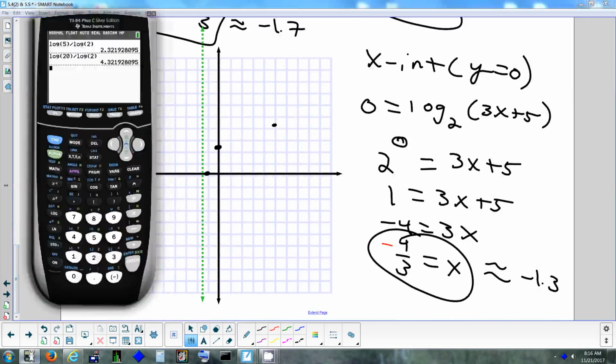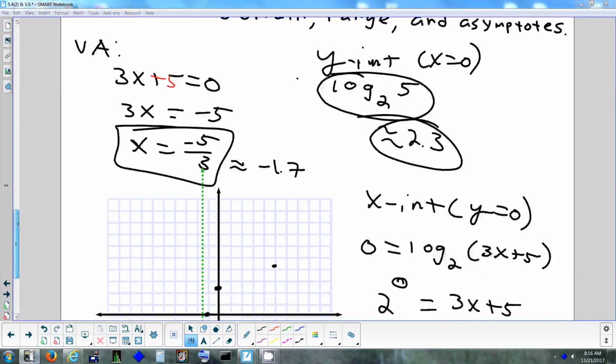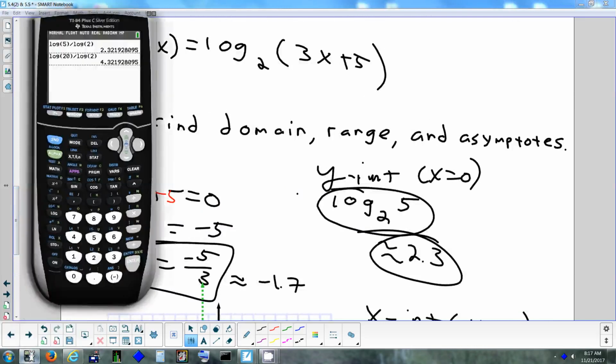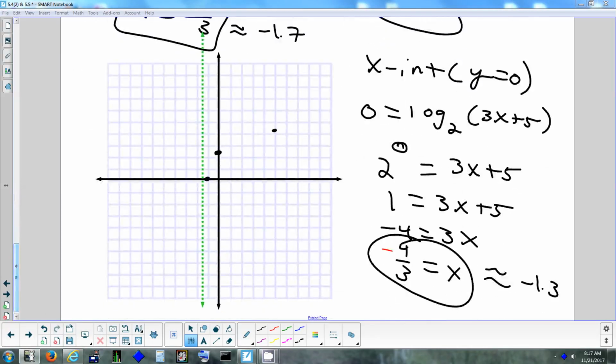And I'll do 10 just because that's the edge of my graph. 3 times 10 is 30, plus 5 is 35. So log 35 over log 2. All right, so log 35 divided by log 2. So at 10, 5.1. Good enough.